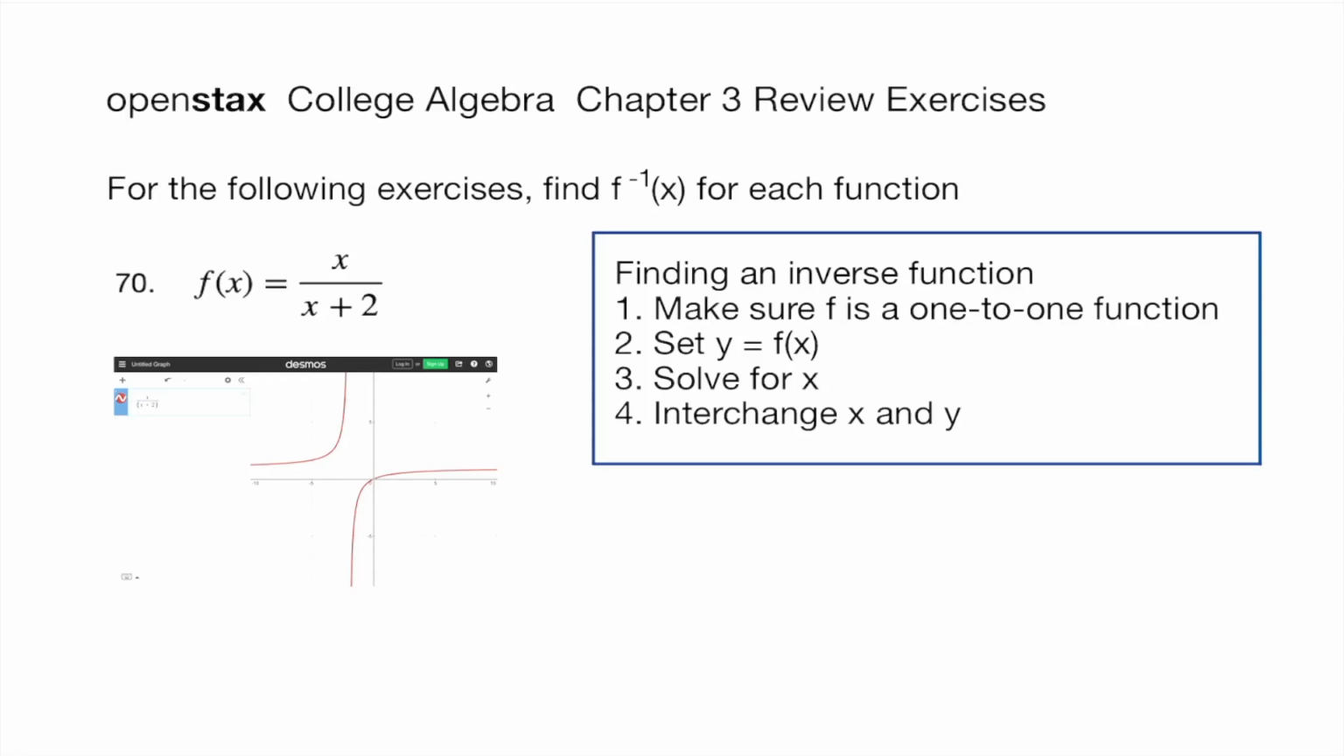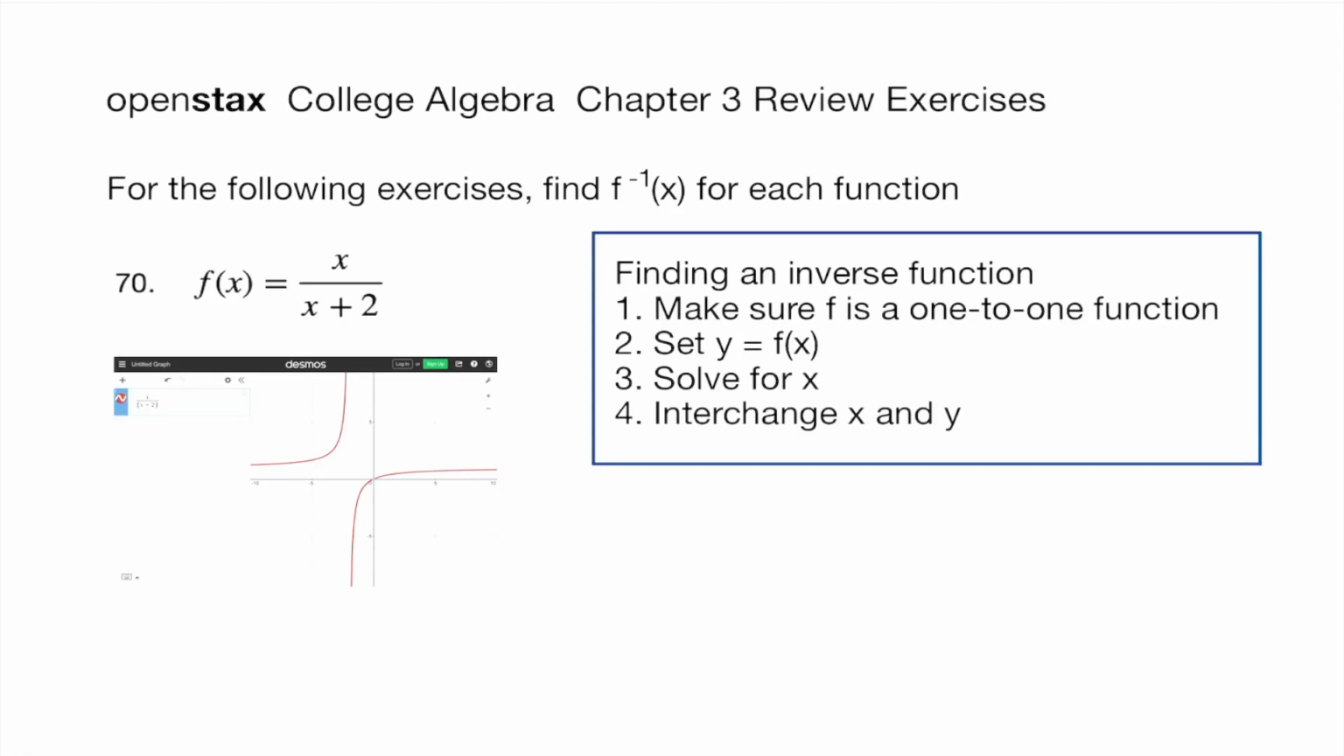It is from the Chapter 3 Review Exercises of College Algebra by OpenStax. Okay, and we need to find an inverse function. We need to find the inverse for f of x is x divided by the quantity x plus 2. First off, we need to make sure that f is 1-to-1. I plotted it in Desmos, and it is 1-to-1.